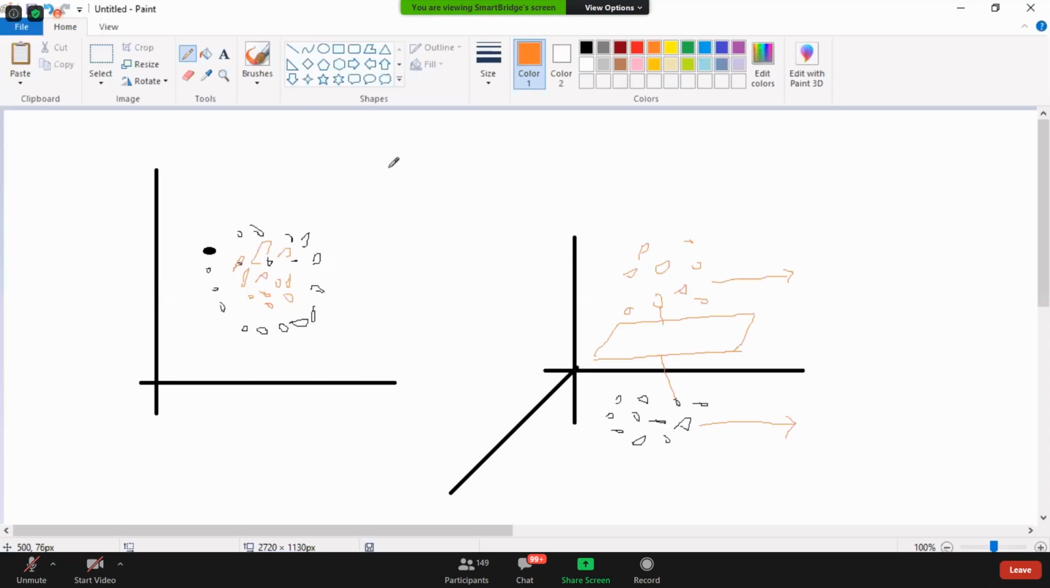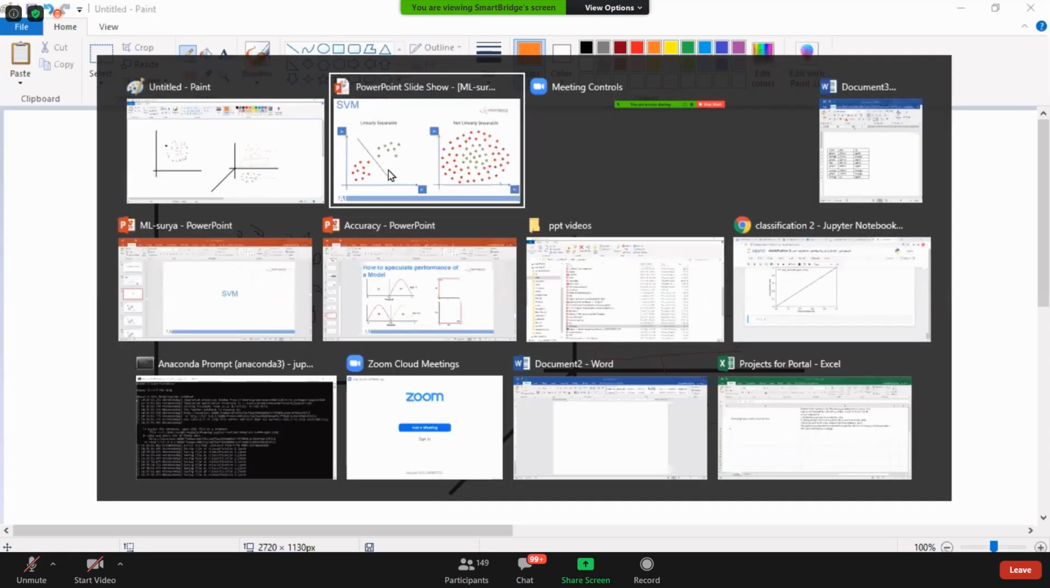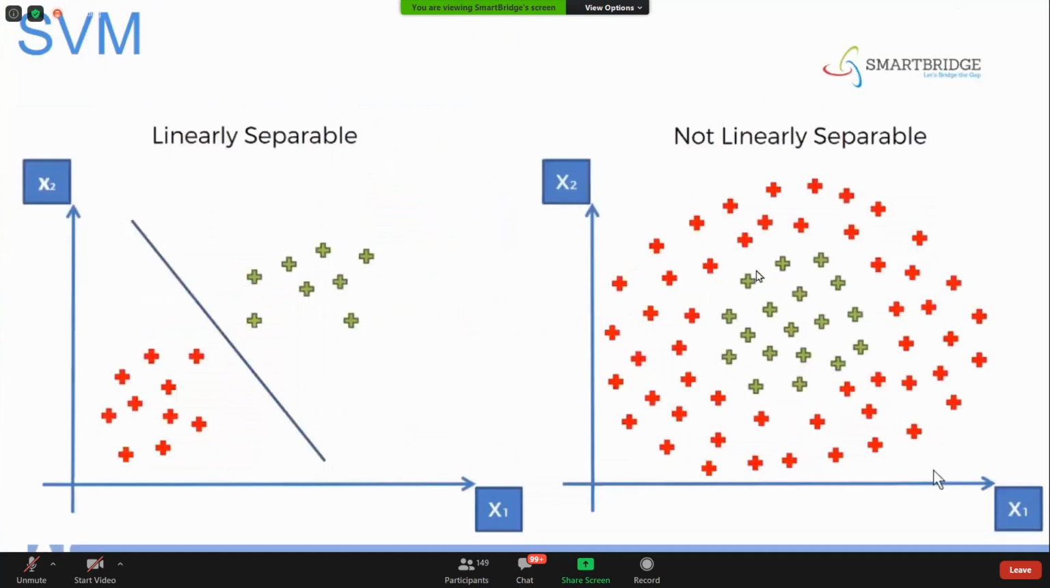All right. So whenever you want to separate any data which is not in a linearly separable mode, what you have to do is convert its dimensions. If it is one dimension, you have to convert that into two dimensions. If it is two dimensions, then you have to convert that into three dimensions, so as to have some sort of separating line. So let's see what happens here.